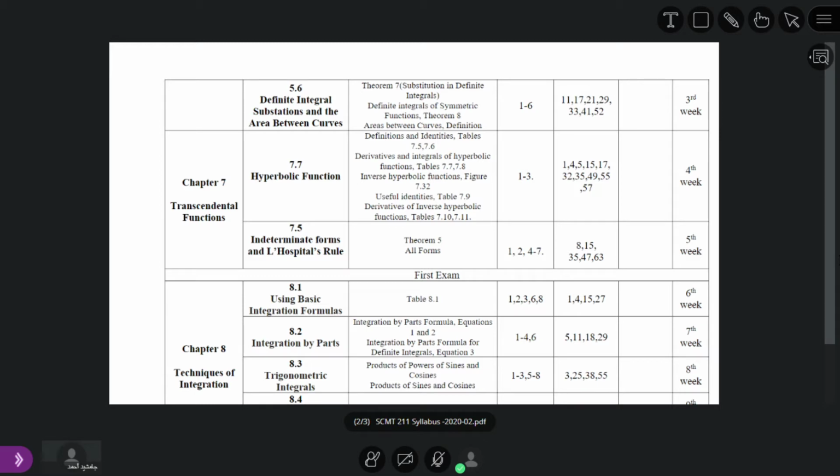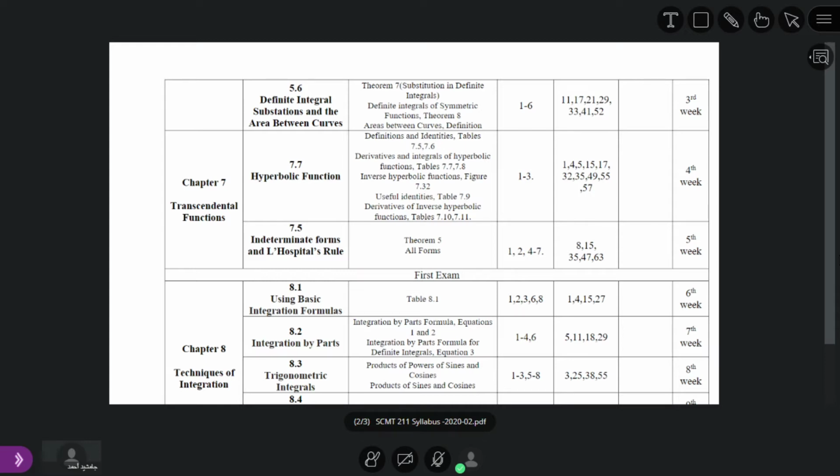After it comes chapter 6, but chapter 6 is a little bit tough, so we shall discuss it at the end. So after chapter 5 we shall discuss chapter 7. In chapter 7 we have just two topics. One is hyperbolic functions and the second is L'Hopital's rule.